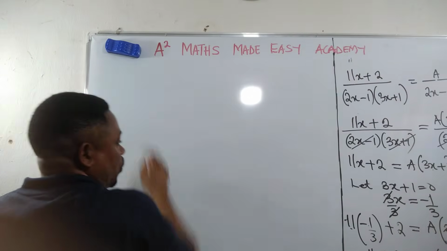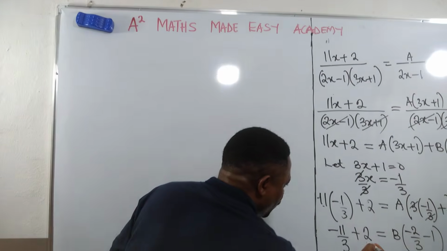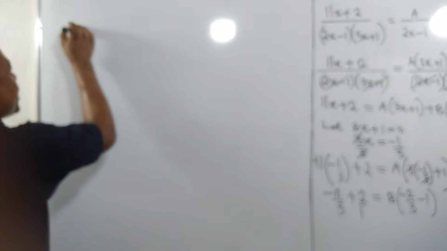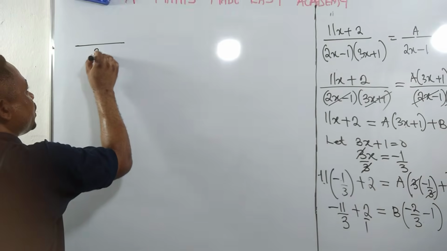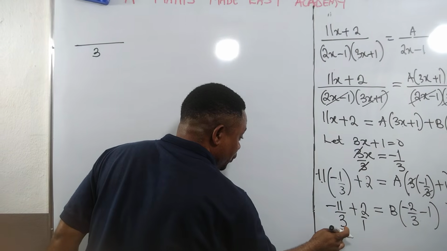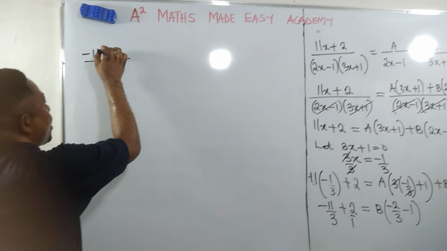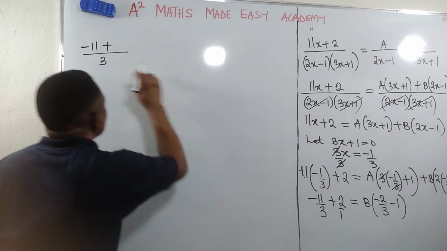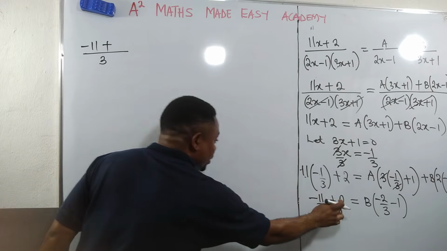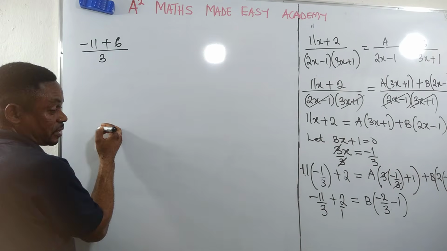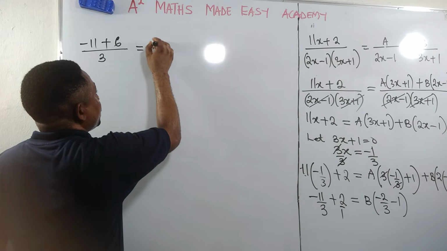Okay, now watch. So we now move. Call this over 1 and take the LCM. Here the LCM is 3. 3 can go into itself to give you 1. 1 times minus 11 is minus 11. I will add. 1 can go into 3 to give you 3. 3 times 2, talk to me, what is the answer? 6. Then equal to B, right?